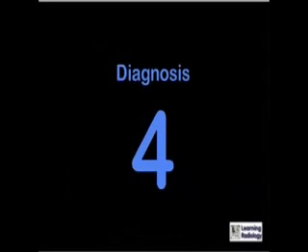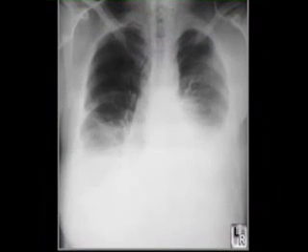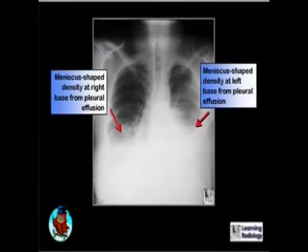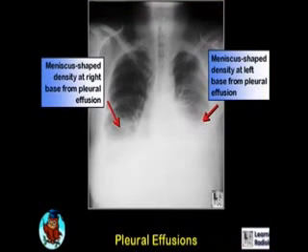Why is this 57-year-old female short of breath? There are large bilateral pleural effusions. We have a meniscus-shaped density at the right base and one at the left base from these effusions. In this case, it was secondary to congestive heart failure.